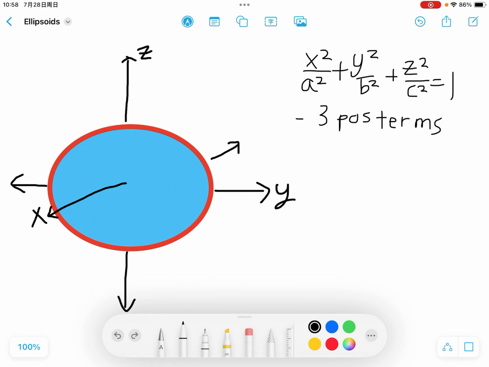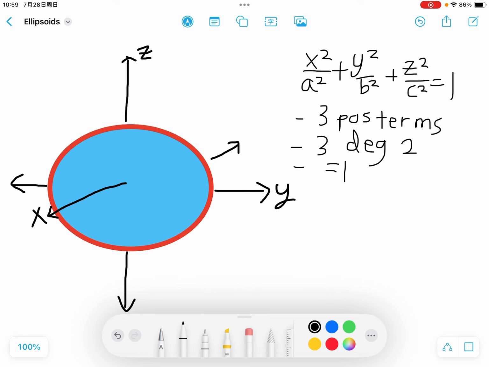And basically you have 3 positive terms, and you have 3 degree 2 terms, so you have x squared, y squared, and z squared. They're all degree 2. And you have a 1 on the right hand side, so it's equal to 1.